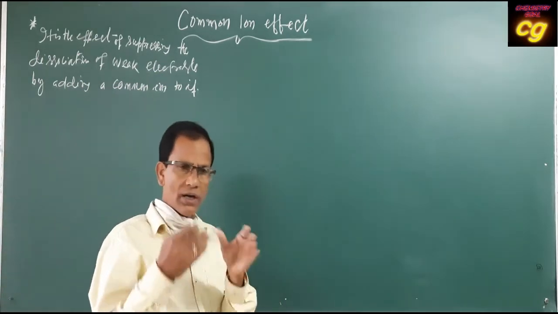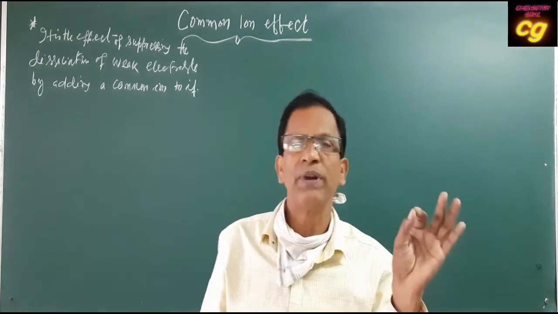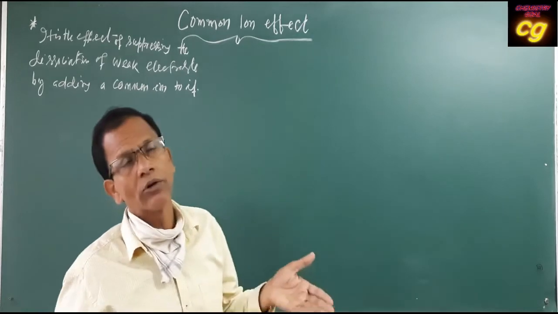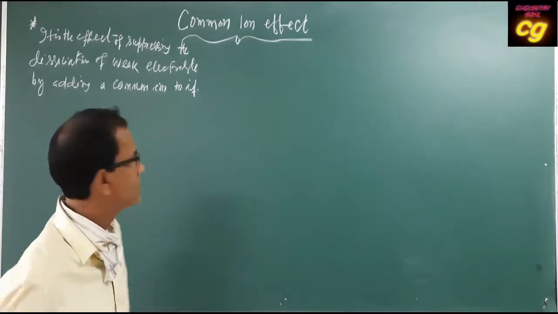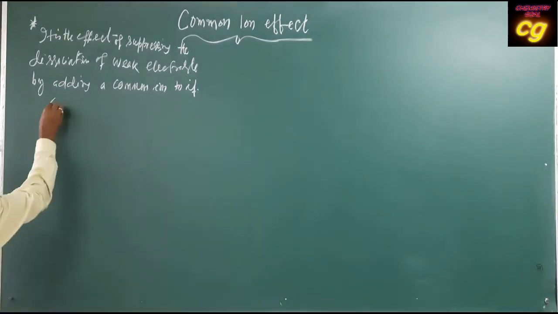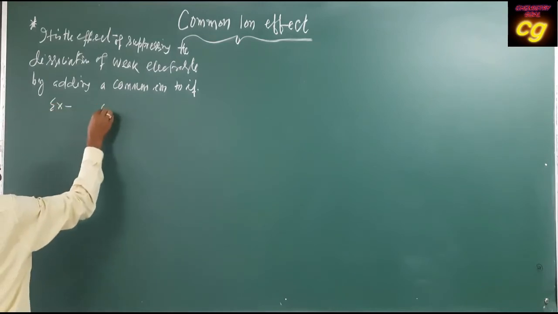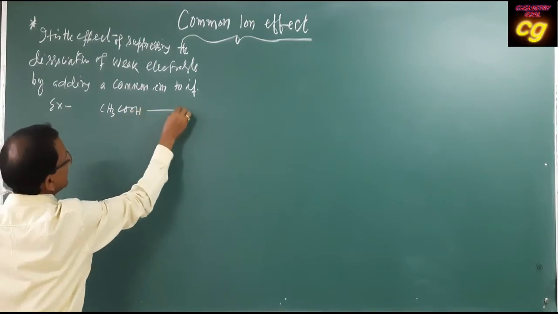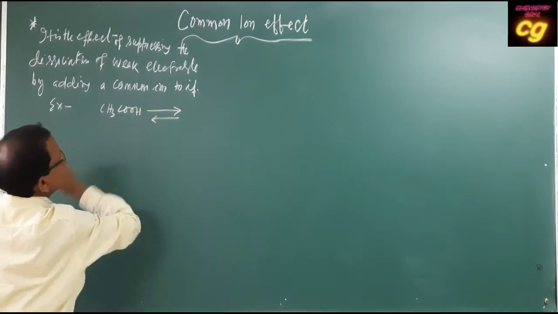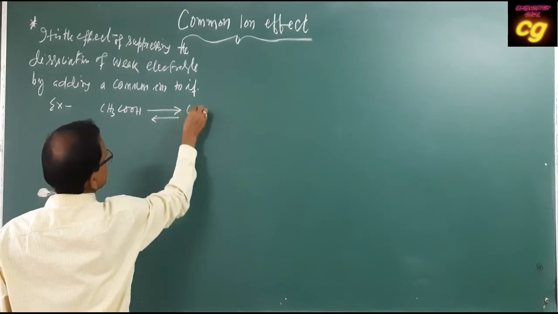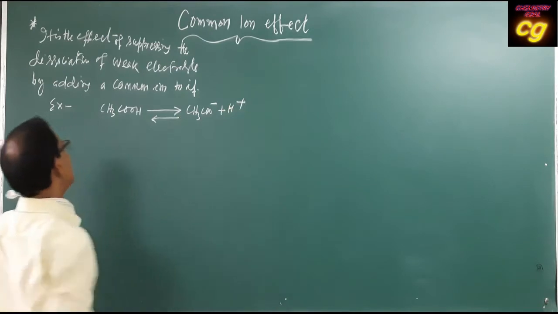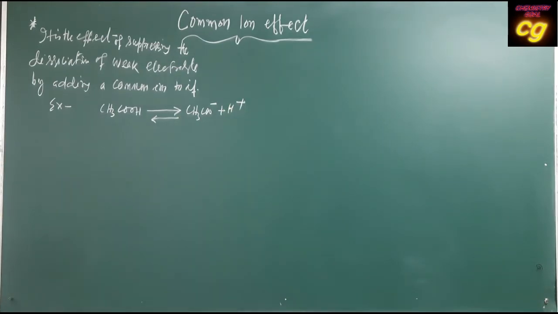That means when you add a particular ion which is already present in the solution, then the dissociation of the weak electrolyte will be decreased. For example, let's take acetic acid. As it is a weak acid, it maintains equilibrium with its ions. This is the ionic equilibrium of acetic acid because it is a weak acid.